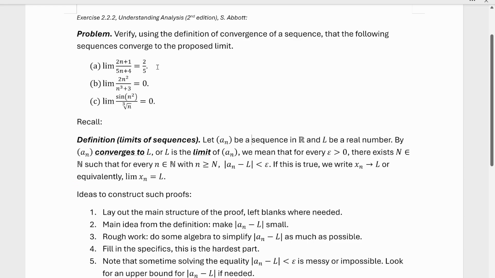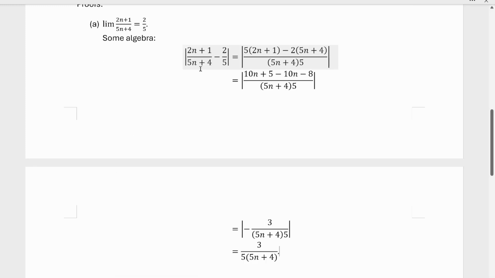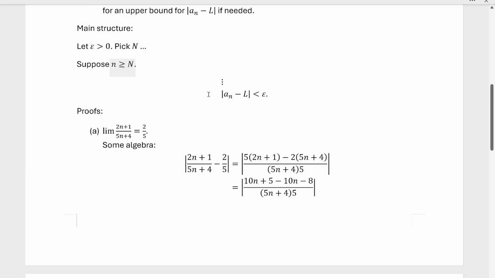So now let's go to the first limit that we want to prove. As mentioned, we want to simplify as much as possible the absolute value of a_n minus L. We simplified the distance between the general term in the sequence and the proposed limit. And the result is 3 over 5 times (5n plus 4). The goal is to make the distance small. So obviously we want to make n large. But how large does n need to be? We want the distance to be less than epsilon.